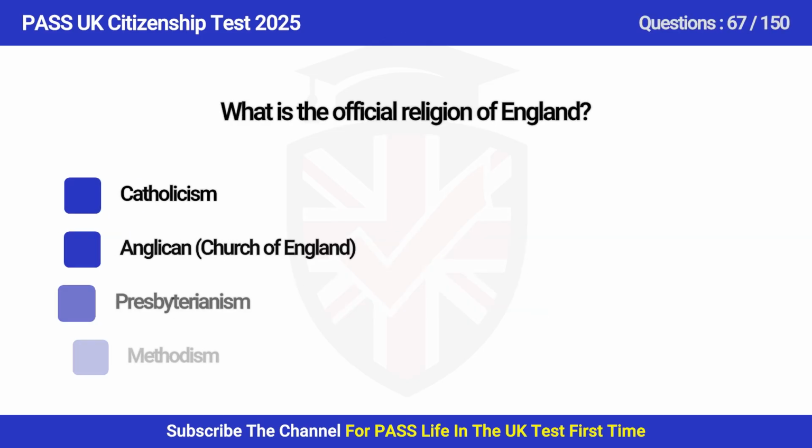Question 67. What is the official religion of England? A. Catholicism. B. Anglican Church of England. C. Presbyterianism. D. Methodism.